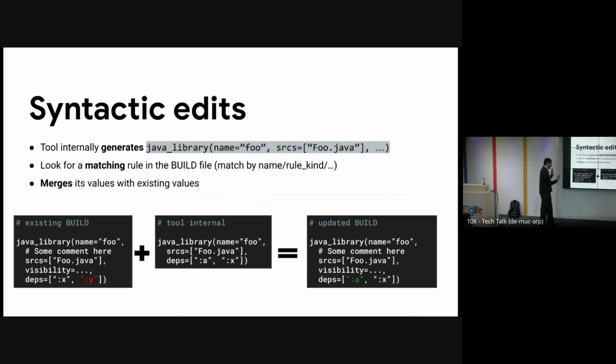So for example, if the build file currently has foo with some sources, some visibility, and deps as X and Y, and the tool internally says, okay, I want to create a Java library for foo whose dependencies are A and X, then it matches this with this and says, okay, I'm only going to change deps to what I think it should be and leave everything else alone. So any comments, any visibility, whatever is there is still left alone. Because if you overwrite the whole thing, then of course that's bad.